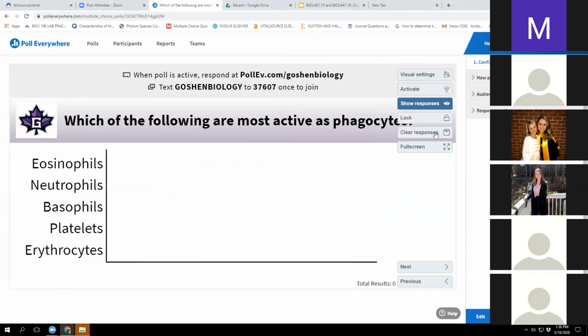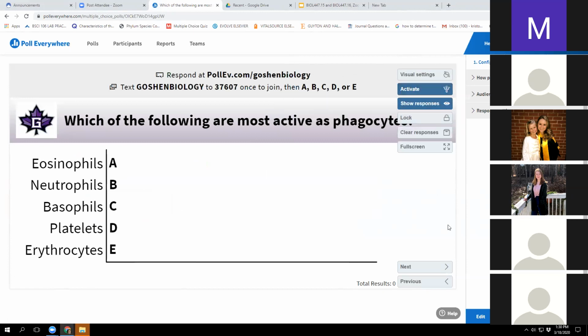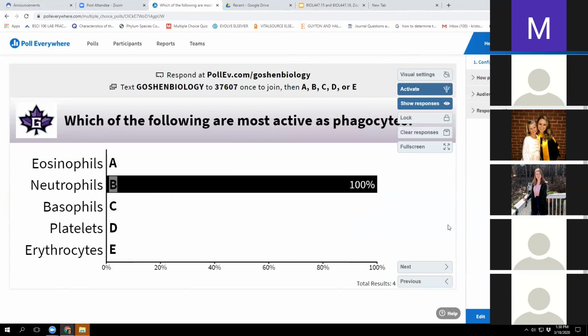Which of the following are most active as phagocytes? This is good. Looks like Jeff finally did something of value, teaching you guys about neutrophils. That's great. And neutrophils are very phagocytic. Awesome.